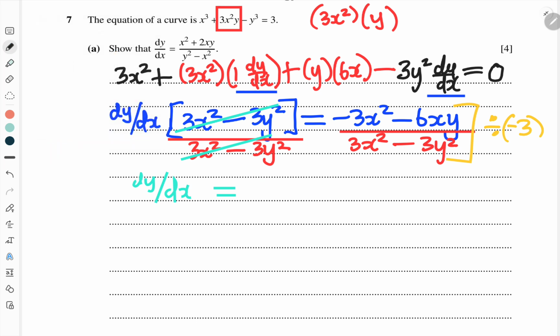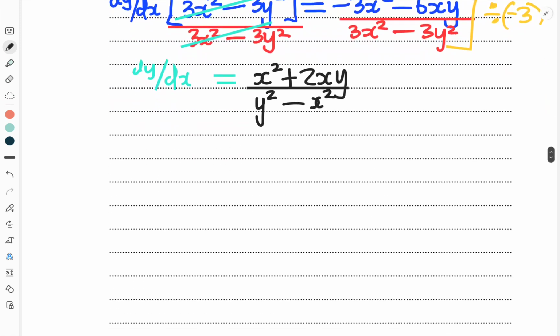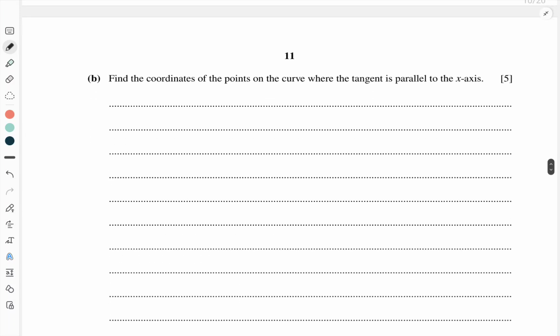Negative 3 into negative 3x squared will give me positive x squared. Negative 3 into negative 6xy is going to give me positive 2xy over, we then say negative 3 into negative 3y squared, we get a positive y squared. Then negative 3 into 3x squared, we get a negative x squared. So yes, we've managed to show, for 4 marks, which is quite easy. Two important concepts were the implicit and, of course, the product.